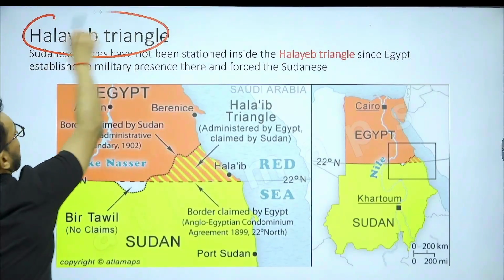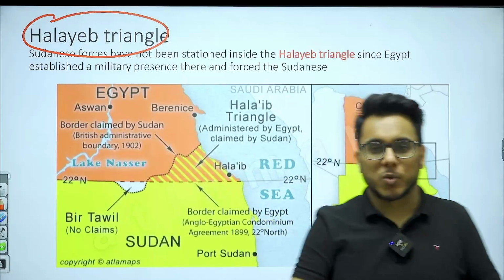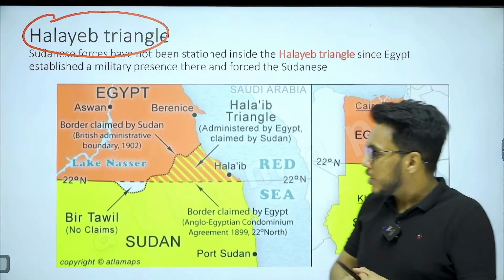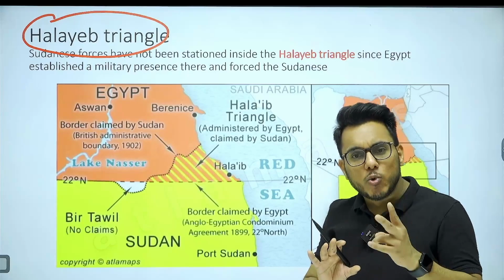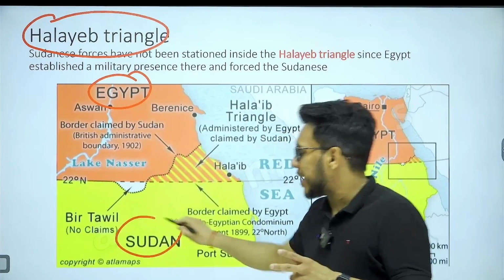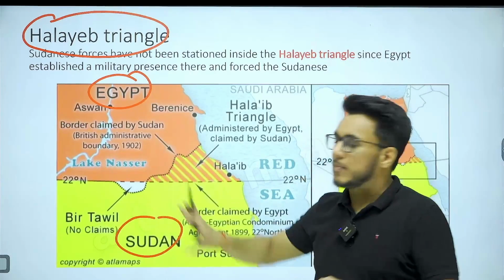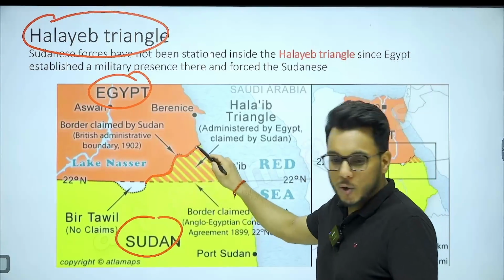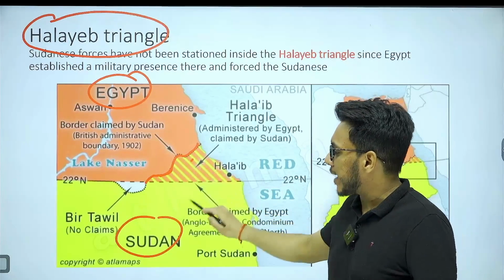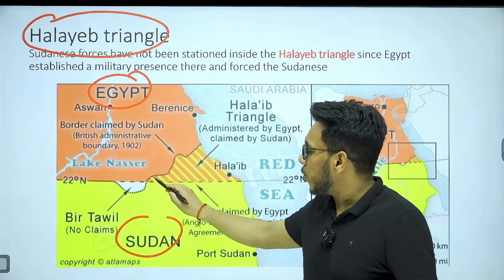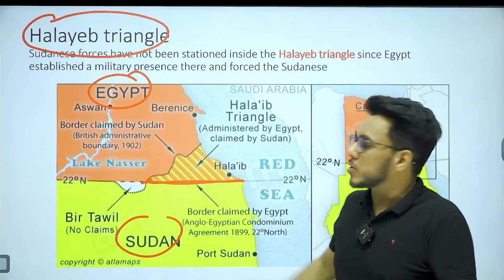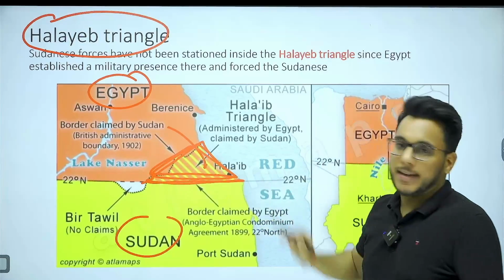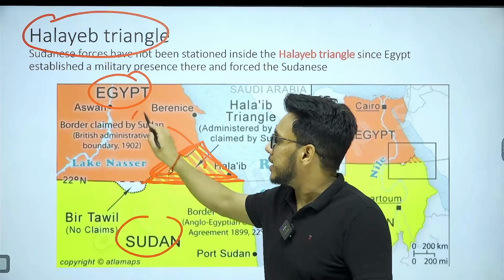The next is Halaib Triangle. Halaib Triangle was in news. Why? Because recently Egypt has stationed its forces in the Halaib Triangle. Now what is this Halaib Triangle? Basically, it is a disputed territory between two countries, Egypt and Sudan. Sudan and Egypt have different interpretations of their boundary. According to Sudan, the boundary goes like this, and then this particular region becomes a part of Sudan. But Egypt says no, the boundary goes like this, and then this region becomes a part of Egypt. So this particular area is called the Halaib Triangle.